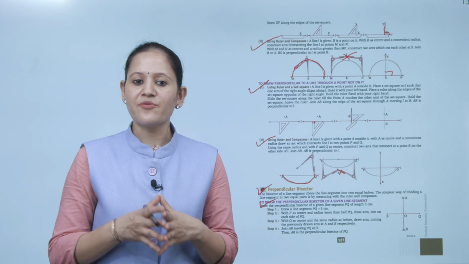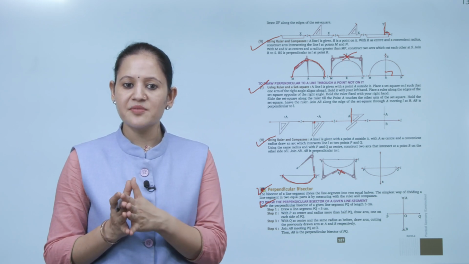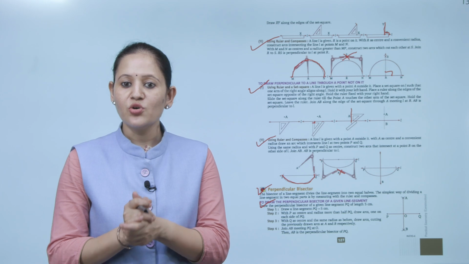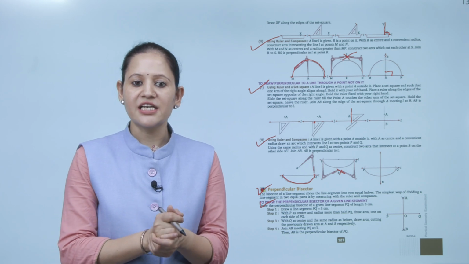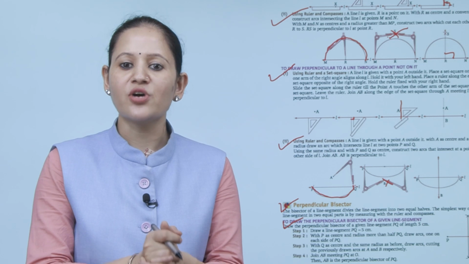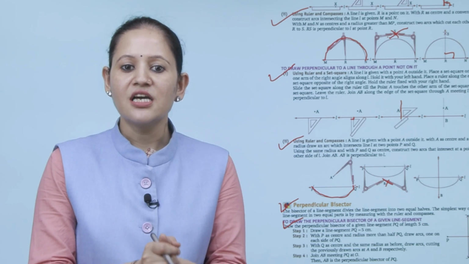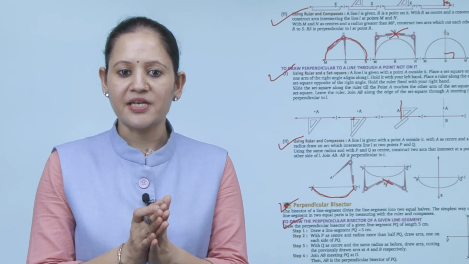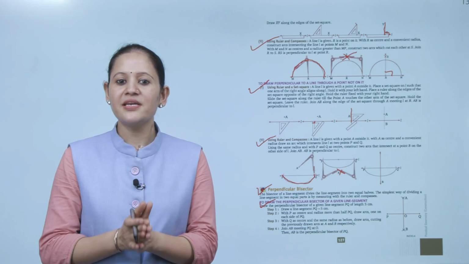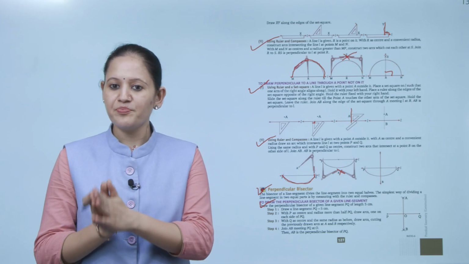So steps हो जाएंगे. Step 1, draw a line segment PQ 5 cm. With P as a center, radius more than half of PQ, draw arc 1 on each side of PQ. Then Q as the center, the same radius as before, draw an arc cutting the previously drawn arc at A and B respectively. Join AB meeting PQ at O. Then AB is the perpendicular bisector of PQ.